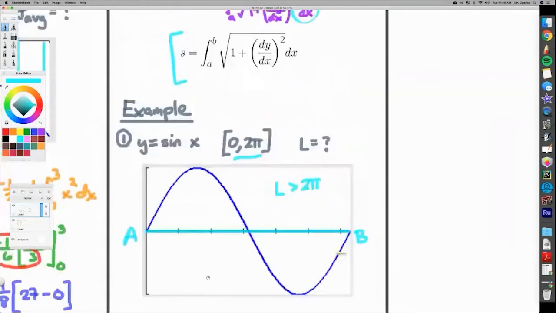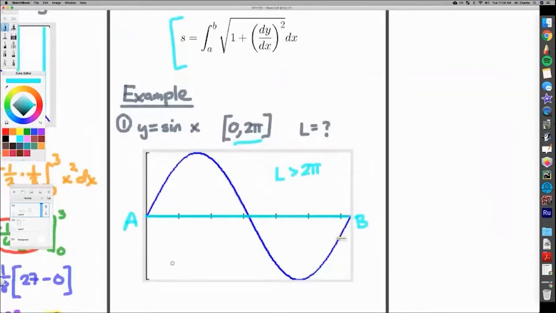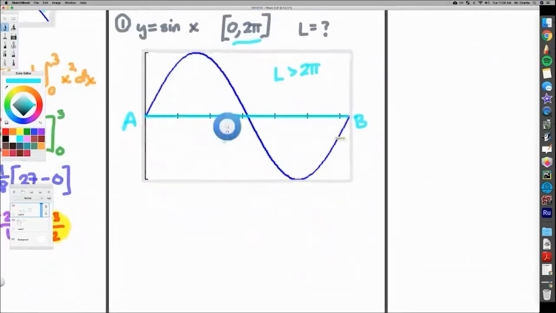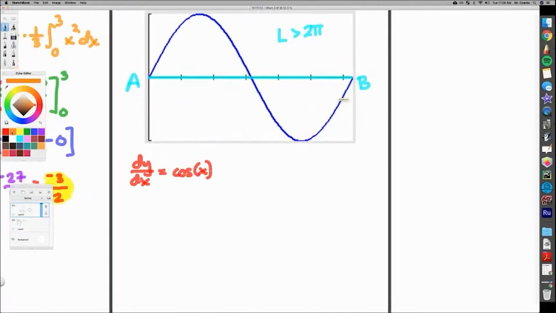So let's use the formula that we have right here. The main thing, I would always find the derivative first. You can plug it in there, but then you're writing the integral from a to b and the square root a million times. It's better to just do the derivative first. So that's what we're going to do. The derivative of y is cosine x. Then I also like to square it right away, so I'm putting it in right away as cosine squared.